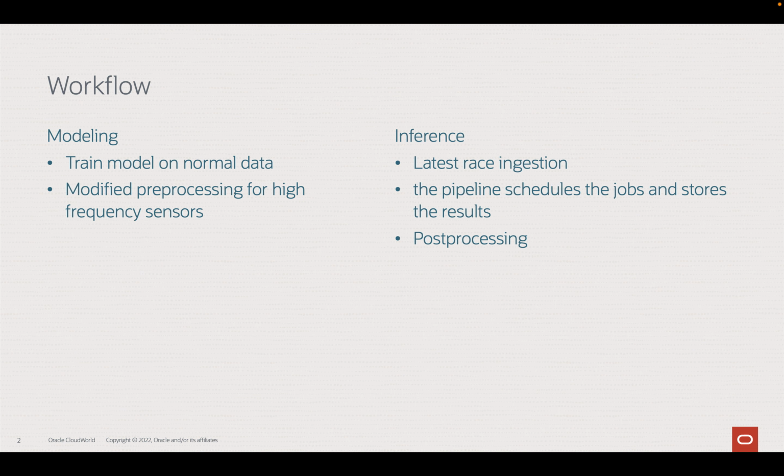After the model is trained successfully, we can use them to detect failures. This involves ingesting the latest race data from the database as soon as it is streamed from the boats to Oracle. To provide swift results, we use a jobs pipeline to schedule and parallelize them. We finally save, post-process, and plot the results.